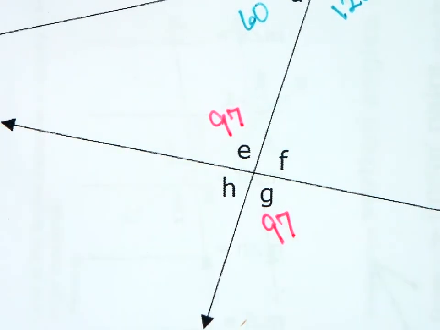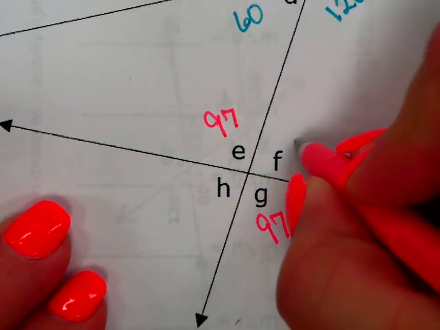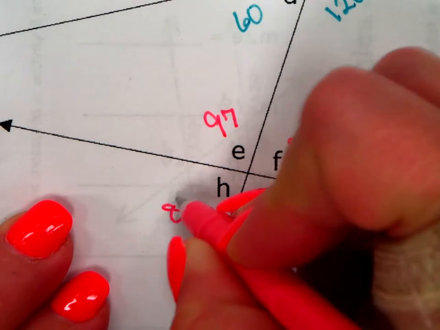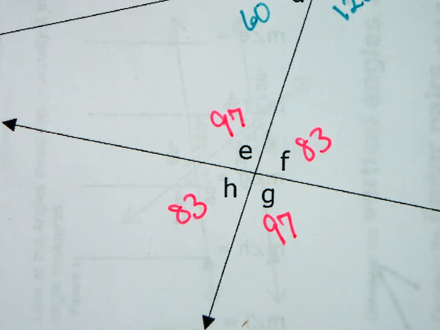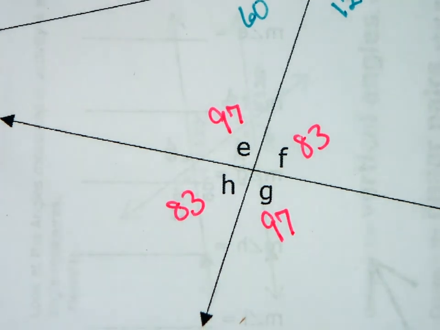What are F and H? 83? So that my linear pairs are supplementary, because linear pairs are always 180 when I add them together. Okay. All right. Next intersection.